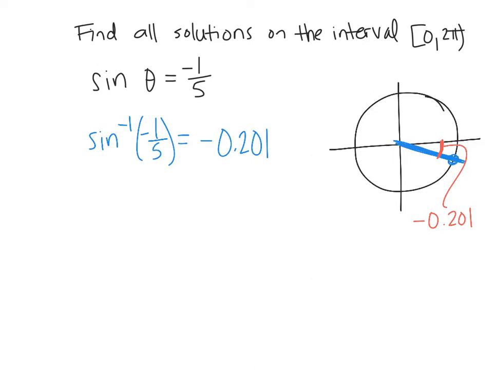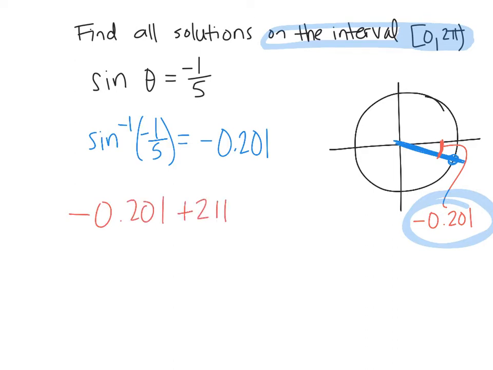However, you might have noticed that this problem is asking for things on the interval from 0 to 2 pi. Unfortunately, negative 0.201 is not on the interval 0 to 2 pi. It's less than 0. So, how could we possibly figure out an angle that is between 0 and 2 pi? If you said, Miss Ray, a coterminal angle, you can just add 2 pi to get there, you're exactly correct. So I'm going to take negative 0.201 and just add 2 pi to it.